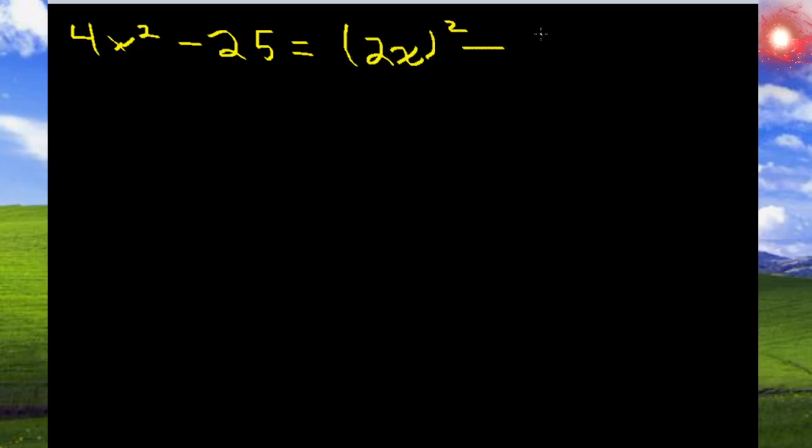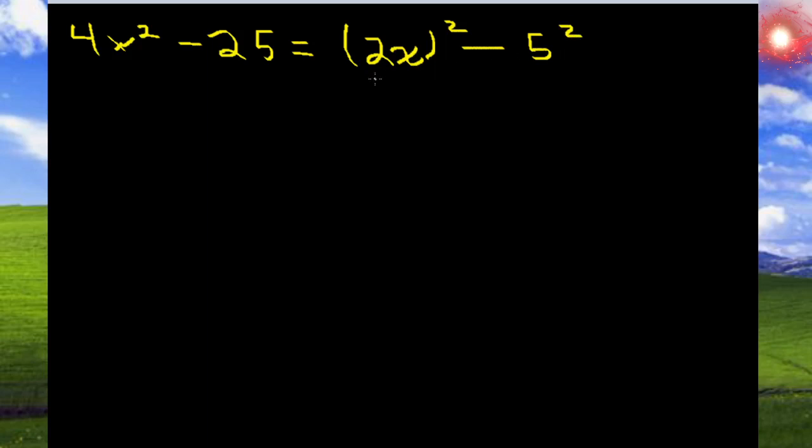So the first question we have is factor this expression. We have 4x squared minus 25. How can we factor this? Right away we can see that 4x squared is 2x squared, so we can say this is 2x squared minus 5 squared.